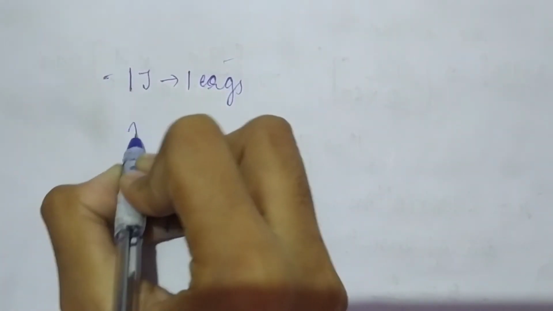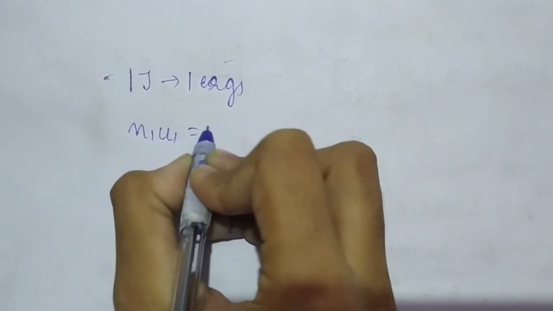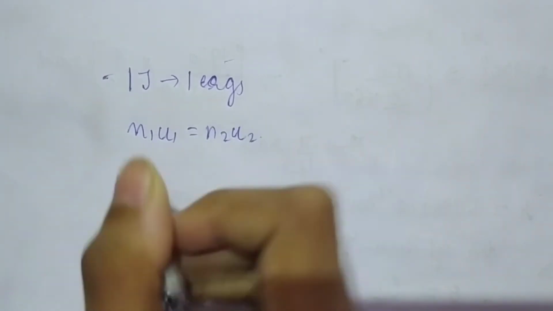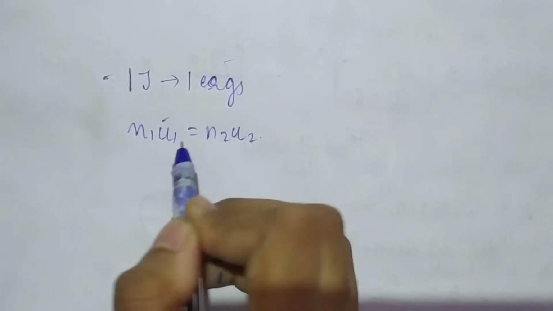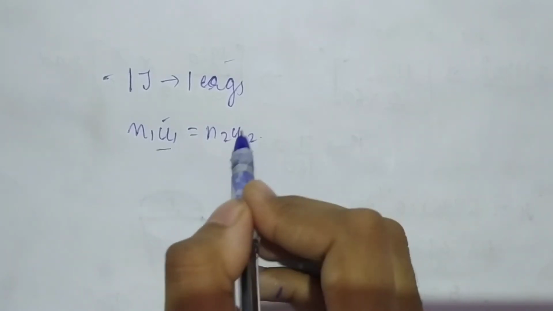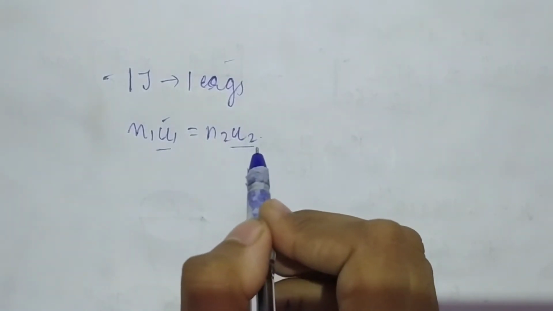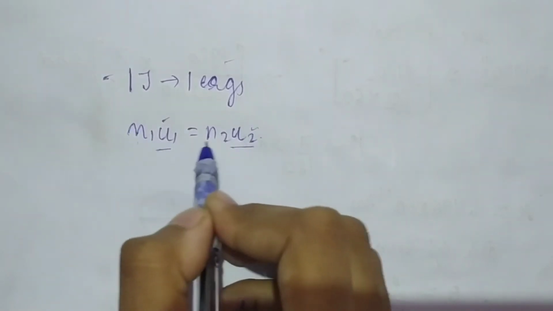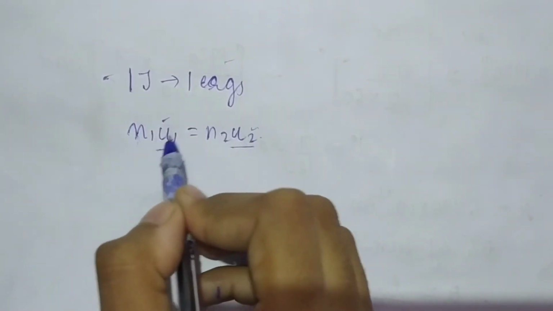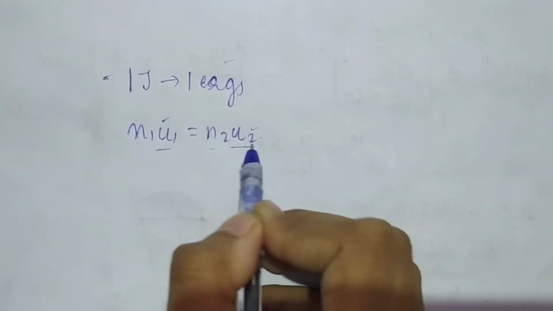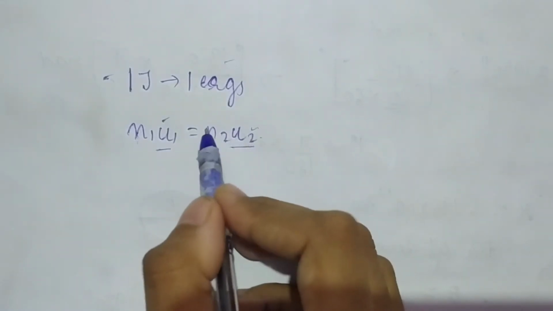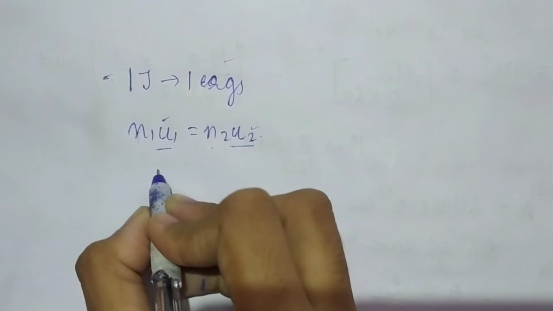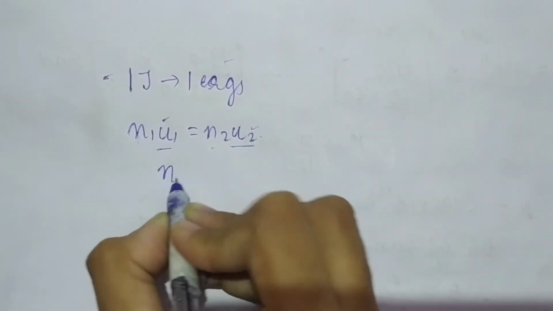We already know the formula, n1 u1 is equal to n2 u2, where u1 is the unit in terms of joule, and u2 is the unit in terms of ergs, which we have to find. Now n1 is the constant associated with u1, and n2 is the constant associated with u2. So what we have to find is n2.